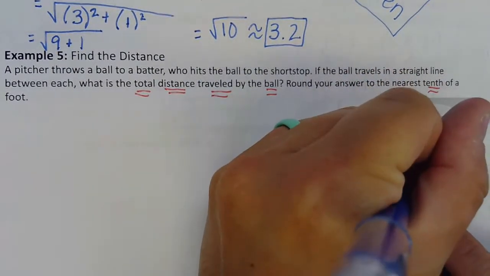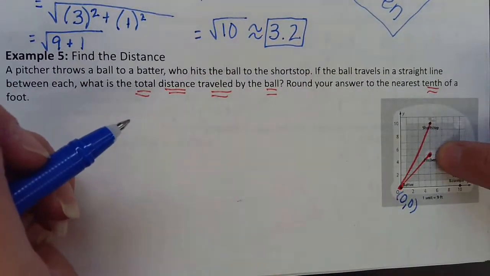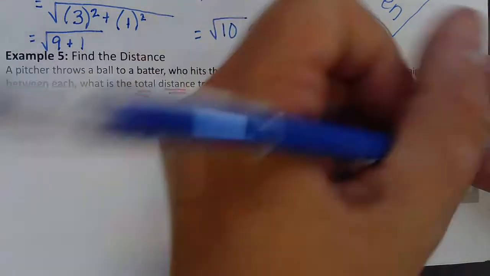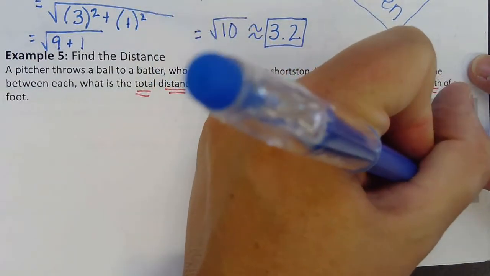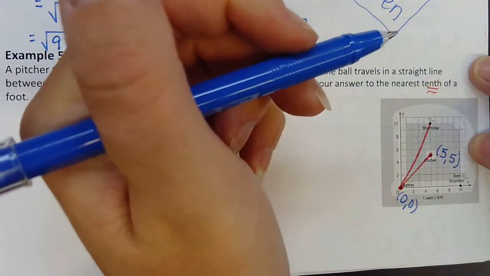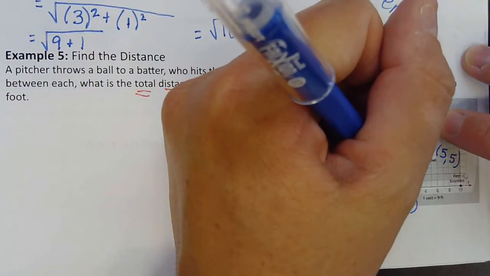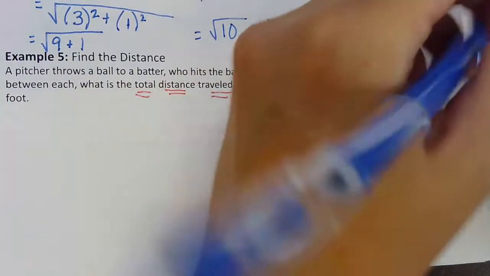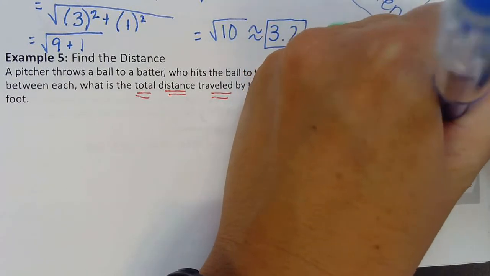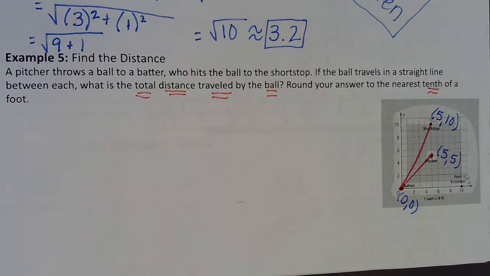The batter is the easiest. The batter is at 0, 0. The pitcher, from 0, 0, you go right 5, up 5. So the pitcher is at 5, 5. And then the shortstop is at, from 0, 0, you go right 5, up 10. So the shortstop is at 5, 10. So we have to find two different distances, though, in order to figure out what the total distance is.